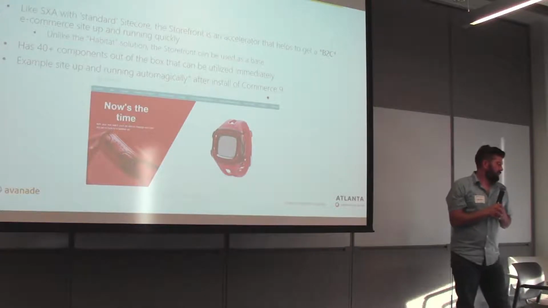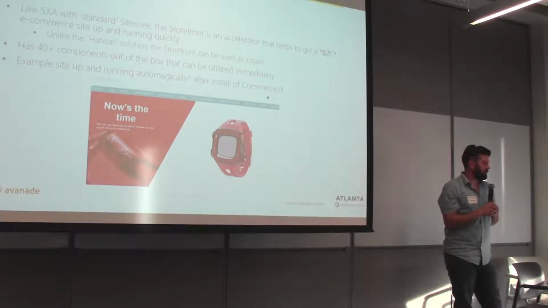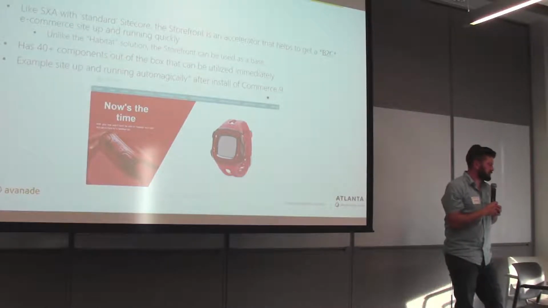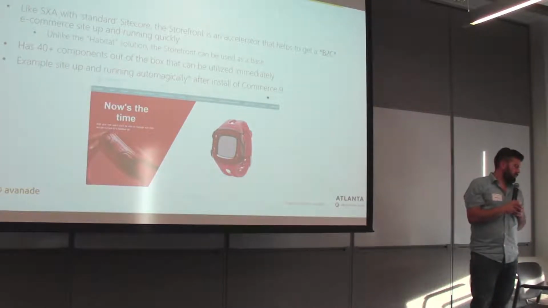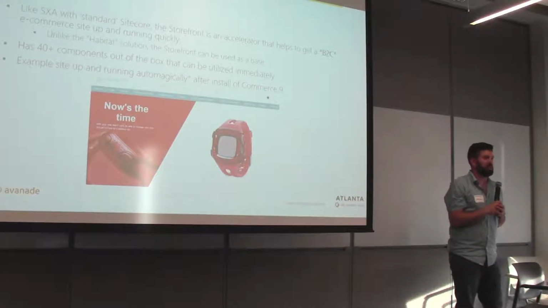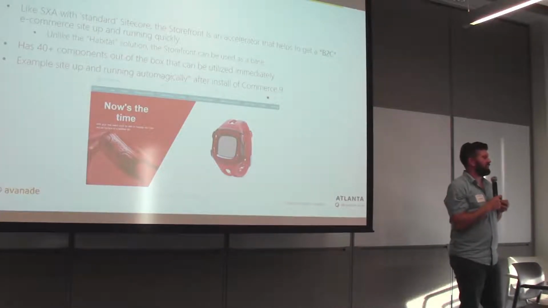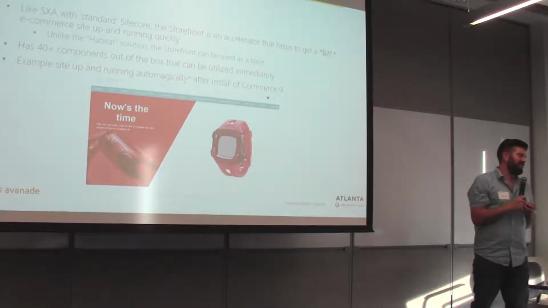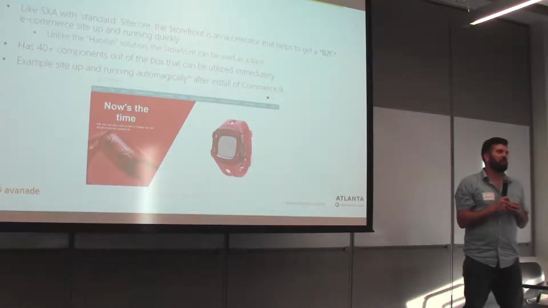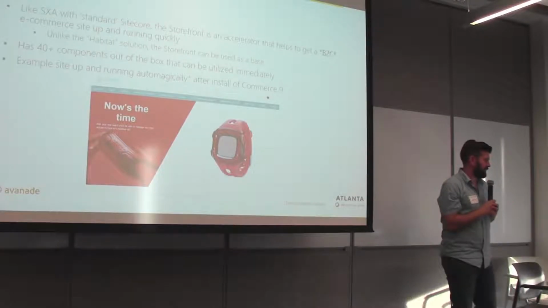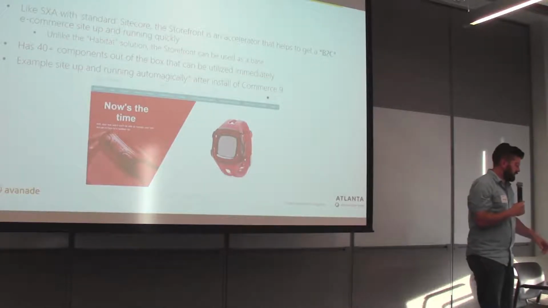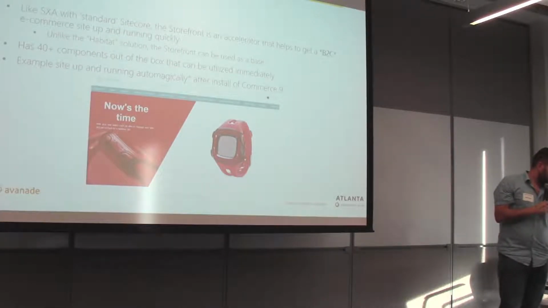So the Habitat storefront, again, this is something you have right out of the box. And I mentioned that it's an example site that's up and running automatically after you install Commerce 9. But I also have an asterisk there. There's some assembly required. It's supposed to work right away, but there's some little tweaks you have to do to get it to go. But it's a good way to see very quickly what you get.